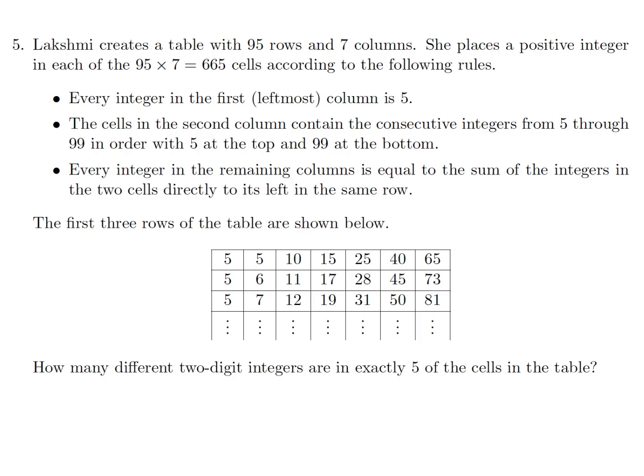Lakshmi creates a table with 95 rows and 7 columns. She places a positive integer in each of the 95 times 7, which is 665 cells according to the following rules. Every integer in the first column is 5. The cells in the second column contain the consecutive integers from 5 through 99 in order, with 5 at the top, 99 at the bottom. Every integer in the remaining columns is equal to the sum of the integers in the 2 cells directly to its left in the same row. The first 3 rows of the table are shown. How many different two-digit integers are in exactly 5 of the cells in the table?